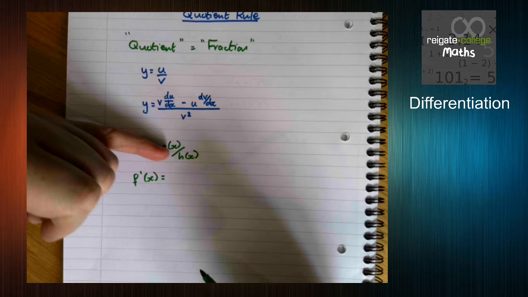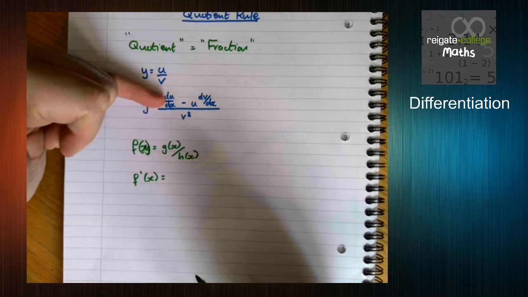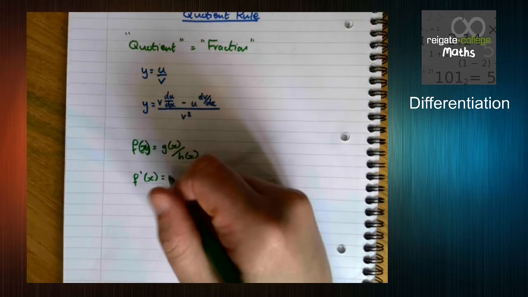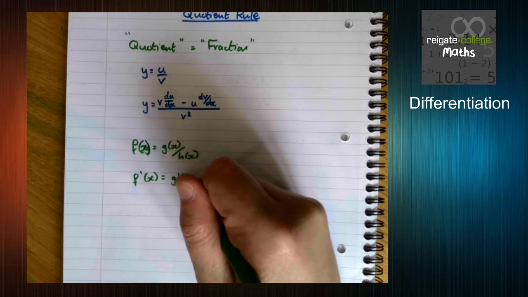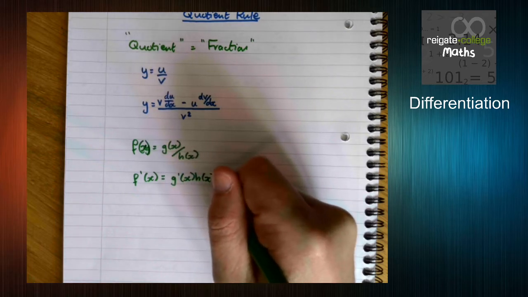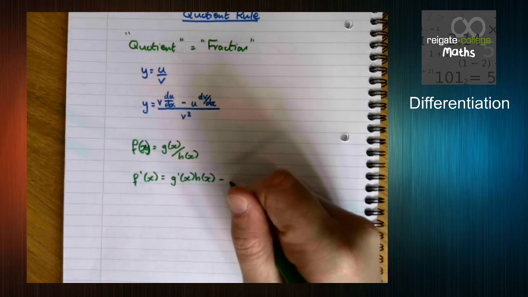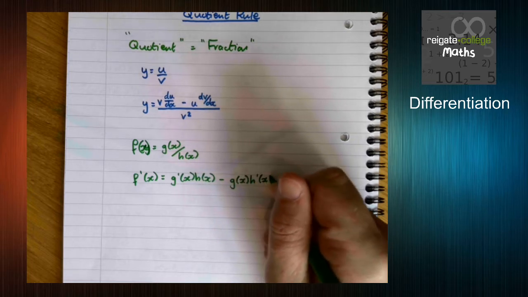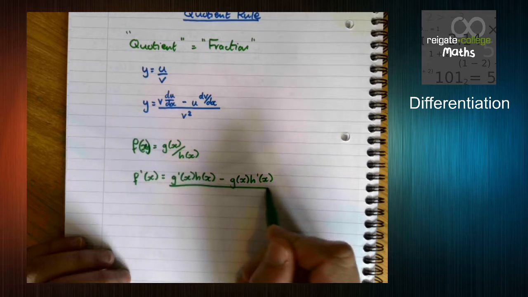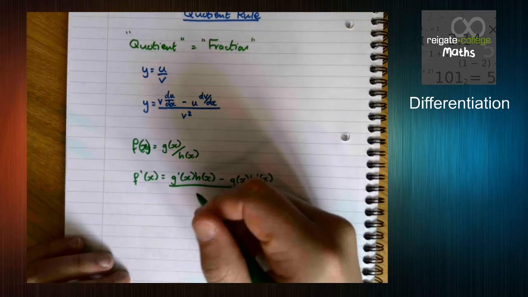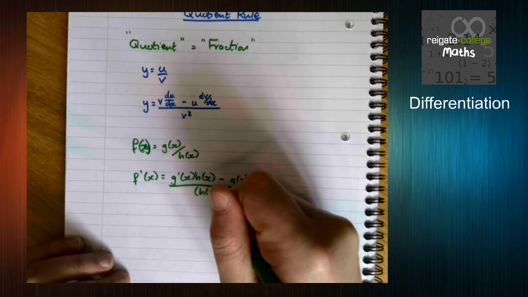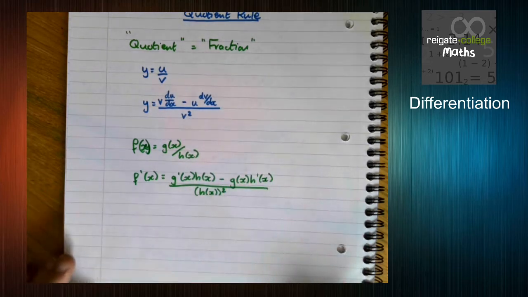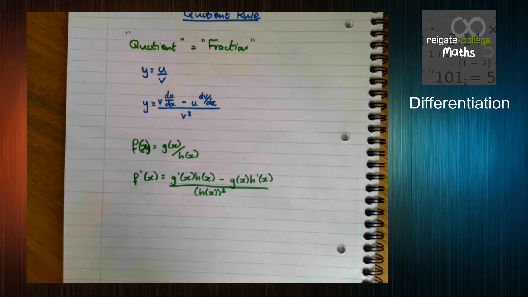So v is h, g is u, so we've got g dashed of x, h of x, minus g of x, h dashed of x, over h of x squared. And that's how it's given to you in the formula book. It's not a hugely friendly form, but there we go.